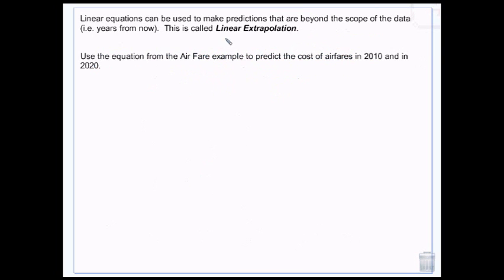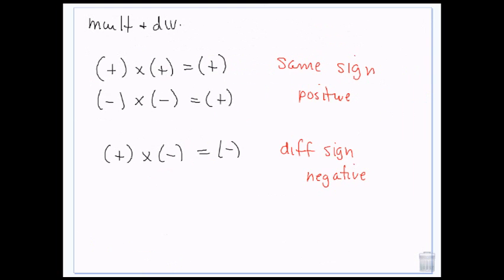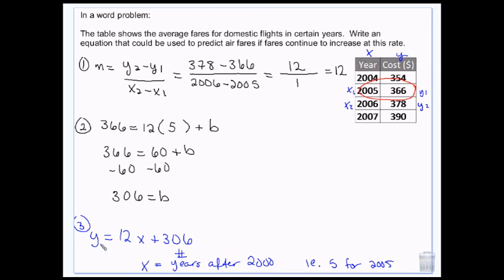This is what's called linear extrapolation, which occurs in businesses a lot. We use data that you have to create a formula or an equation for that data, and that allows us to make estimates based on information that's outside the data set. So our airplane data went from 2004 to 2007. Here's our equation that we came up with. So I'm going to bring that forward.